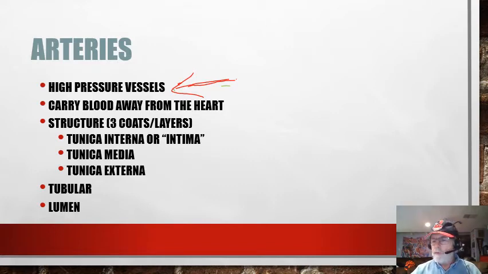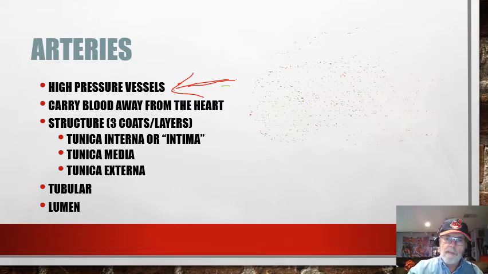If you ever pick up a roast or a steak, and you're getting ready to throw it on the grill or in the oven, if you look at it and see a tube with a very thick wall around it, guess what? That's an artery. Almost guaranteed it's going to be an artery. And that artery has a bunch of different layers to it.